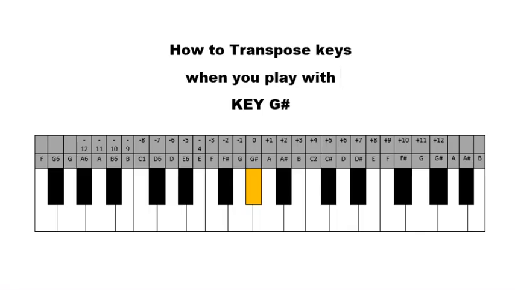Now take a look at how to transpose keys when you play with the key G sharp or A flat. So this diagram shows that when you are in the key G sharp or A flat, then your transpose knob must be set to 0.